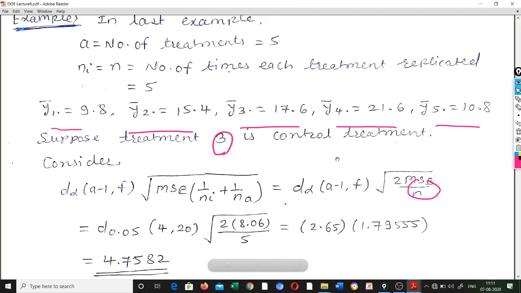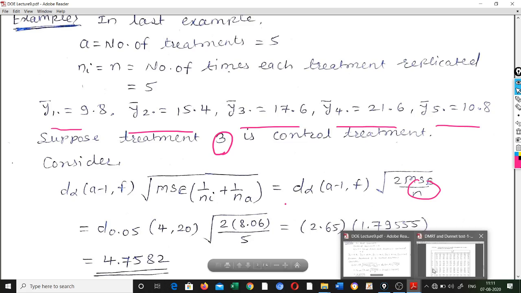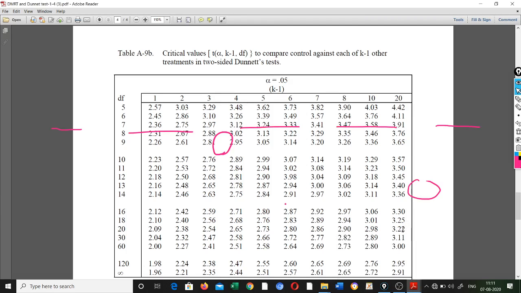This value is 0.54, obtained from the table. So there is a table of Dunnett's test. The table is like this.